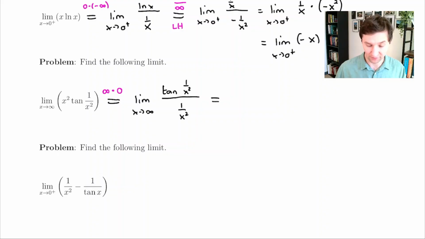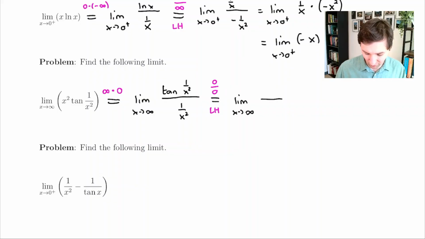What is this limit exactly? As x goes to infinity, the denominator goes to 0. The numerator gets closer and closer to 0. Tangent of 0 is 0. This is of the form 0 divided by 0. I am allowed to use L'Hopital's rule. When I do so, I take the derivatives in the numerator and in the denominator.